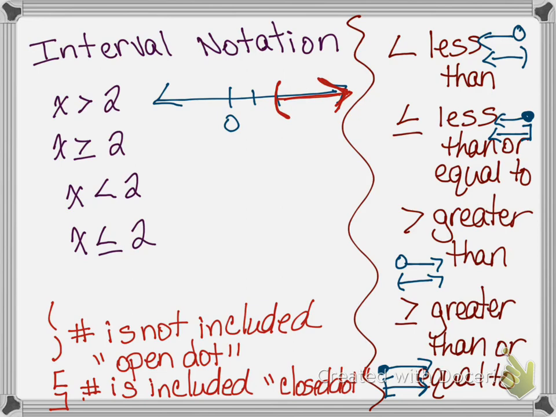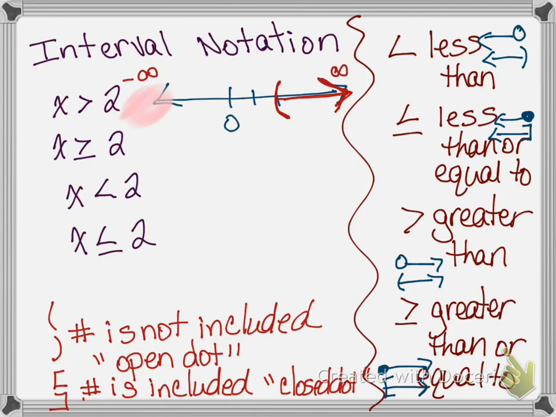I'm going to use this graph to write it in interval notation. What number is way down here? Negative infinity. So at the very end of my number line, going in the left direction, I have negative infinity. What do I have on the other side? Positive infinity. Okay?